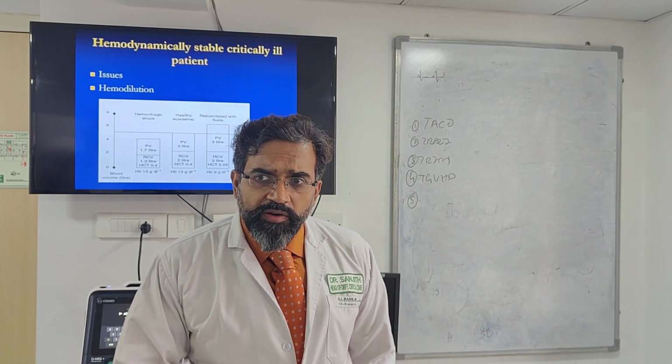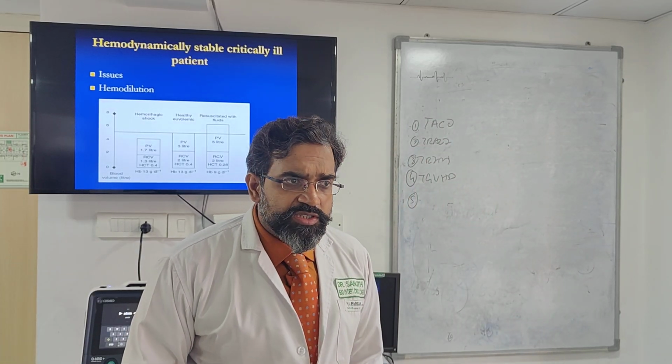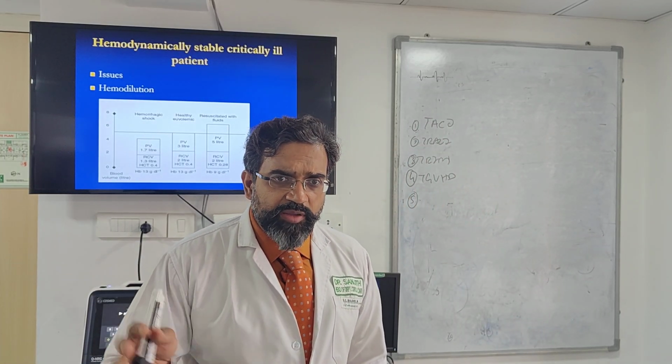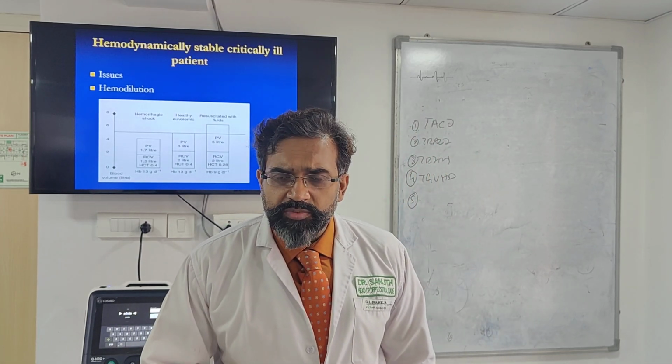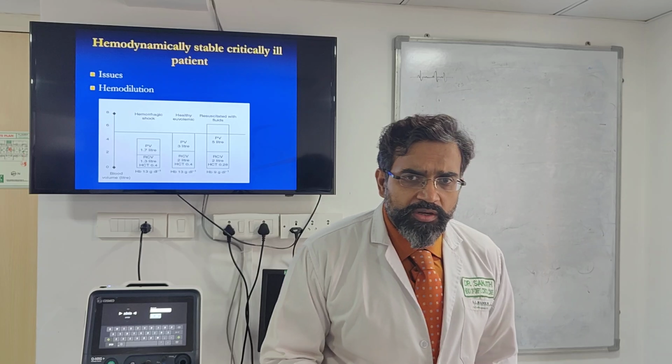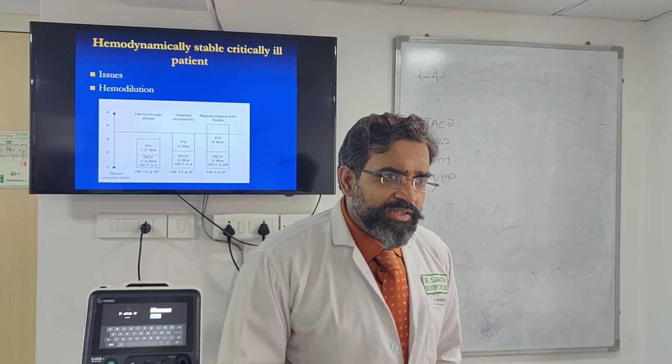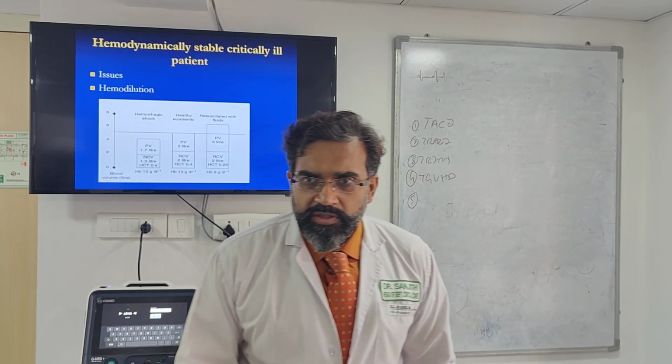What he did, he gave a group of patients blood when their hemoglobin reached 9, kept them at 9, and another group of patients he kept at 7. And to his surprise, and to the surprise of the whole world, what he found was that 7 was equal to 9.